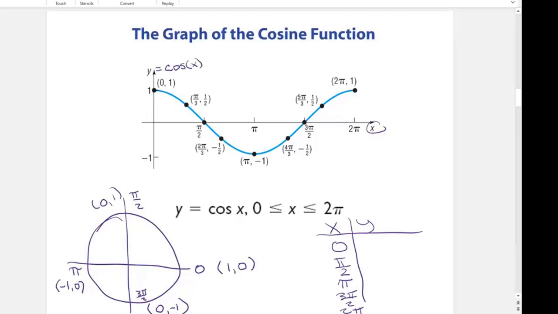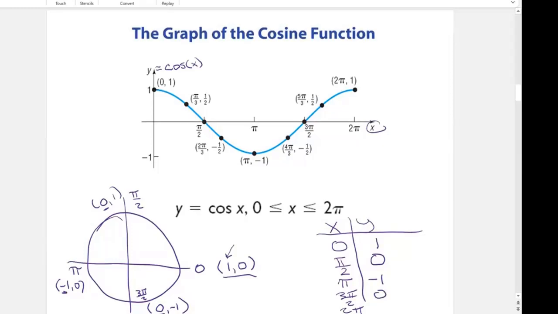And cosine is always my x value on my ordered pair. So if I start here at 0, I can see that the x value that represents the value at 0 radians is 1. And if I go to pi over 2, again, I'm looking at my x value, it's 0. At pi, it's negative 1. At 3 pi over 2, it's 0. And at 2 pi, it goes back to 1.